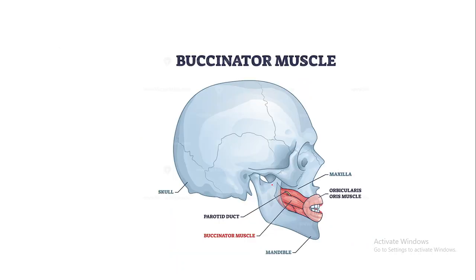Then the buccinator muscle originates from the surface of maxilla opposite the molar teeth, the surface of mandible opposite the molar teeth, and the pterygomandibular raphe region. So here is the pterygomandibular raphe region. Buccinator muscle originates from these three parts: the maxilla, the mandible, and pterygomandibular raphe region. And buccinator muscle also forms a part of orbicularis oris muscle.